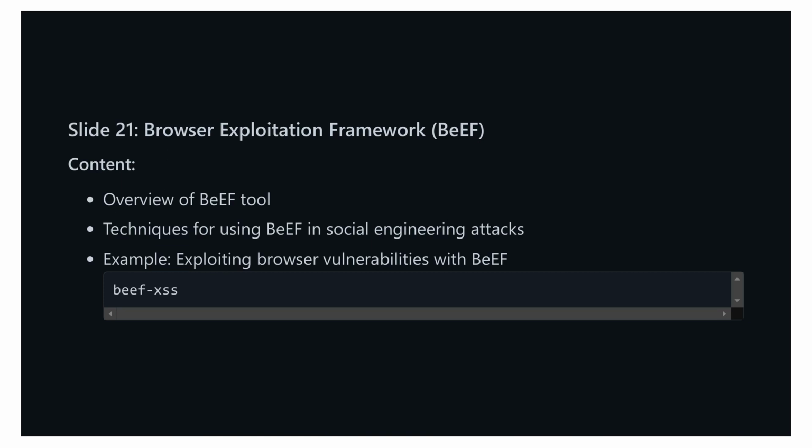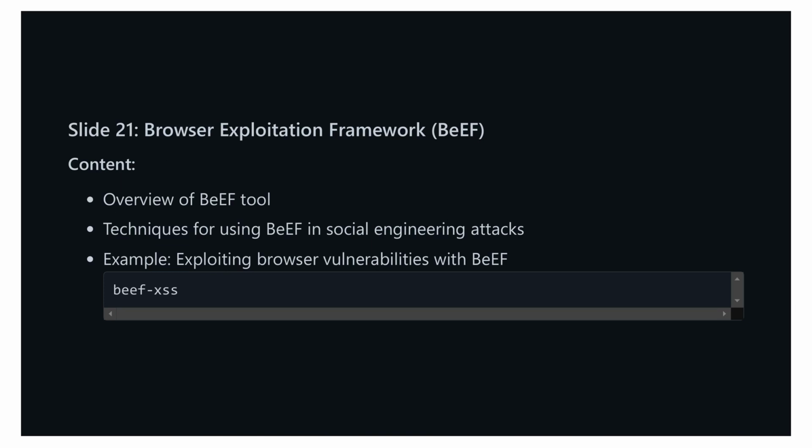This framework allows attackers to hook a target's web browser and use it as a pivot point for launching further attacks. It essentially enables you to exploit browser vulnerabilities to gain unauthorized access or control. Next, we'll discuss various techniques for using BeEF in social engineering attacks. This includes methods such as phishing campaigns and drive-by downloads, where the attacker entices the victim to visit a malicious site, enabling the attacker to gain control over their browser.